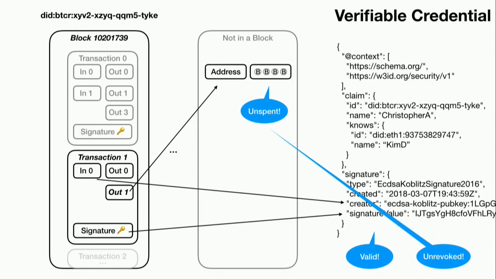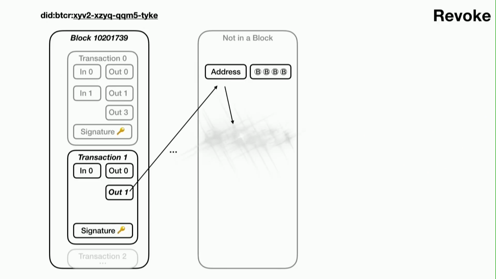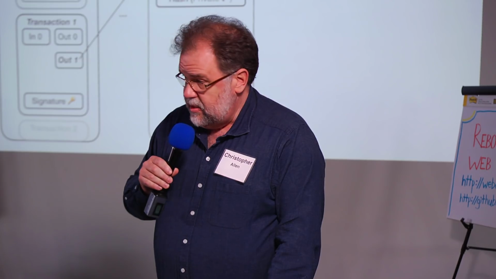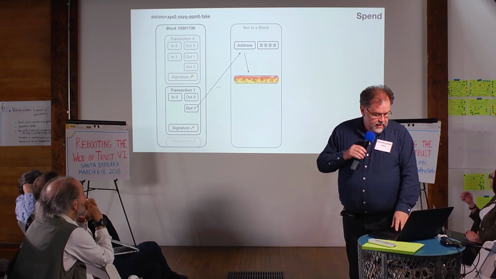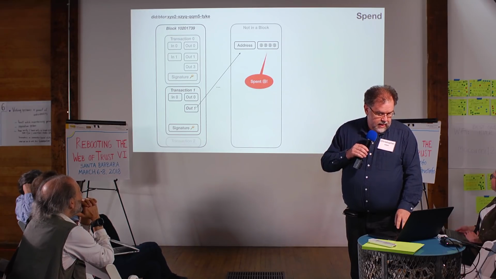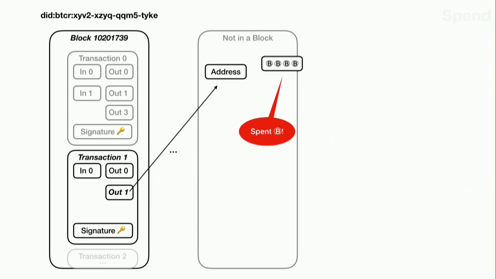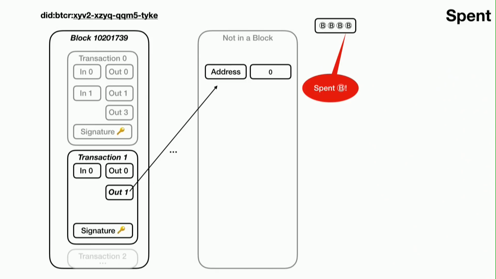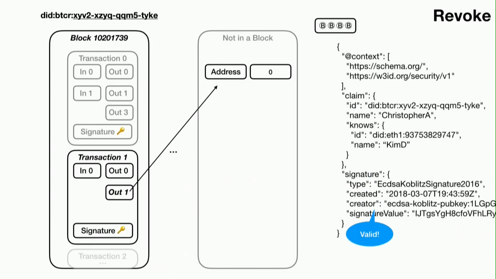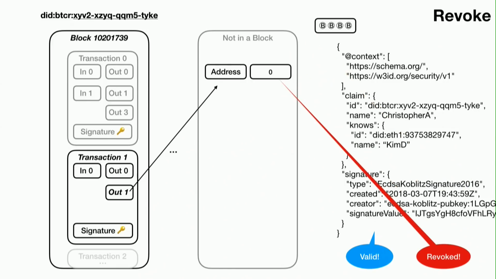So how do I revoke something? What I do is I basically take the private key that I've never revealed before and spend the coins on the tip, which means it's going to create another transaction. They're spent, and basically now I have nothing in that tip for that old transaction. I look at my verifiable claim, and it is valid as far as the signature is concerned, but it is revoked because there's no funds on the tip.